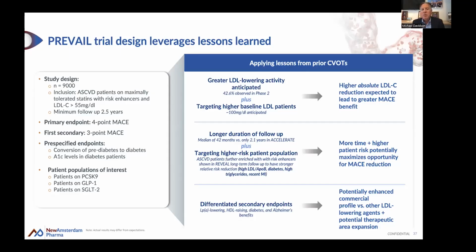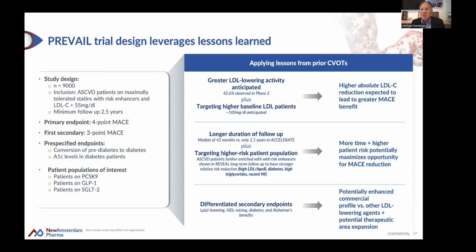The primary endpoint is going to be the 4-point MACE. And then we're also going to look at other attributes of the drug, such as conversion of prediabetes to diabetes. And of course, we'll look at other combinations with existing therapies, especially GLP-1s and SGLT2s, which we have quite a few of in these trials.